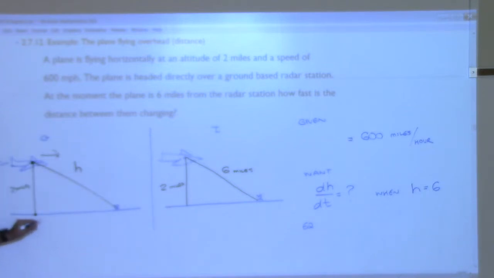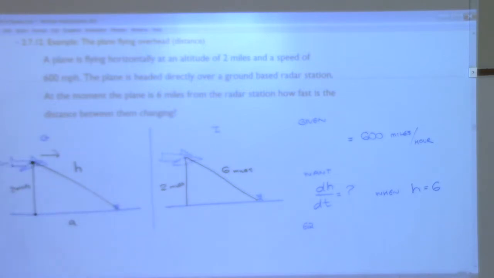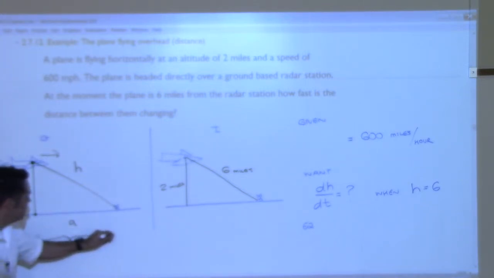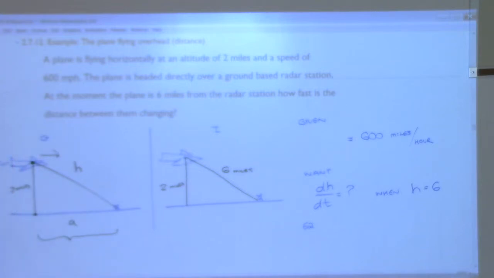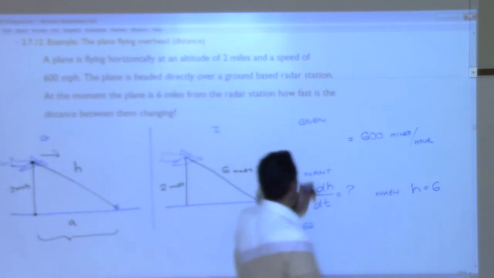So if I call this side of this triangle, you wanted to use A? Or whatever you want to use. Let's use A. Capital or lowercase? I like lowercase. Lowercase? Okay. Lowercase a. Then a here is the distance from here to here, isn't it? That's that distance. And a is changing. How fast is a changing? 600 miles per hour. So that 600 is da/dt.